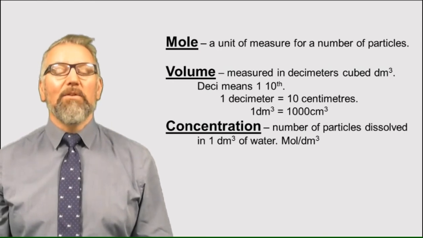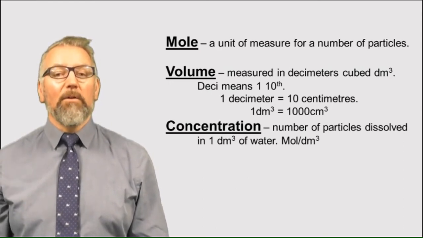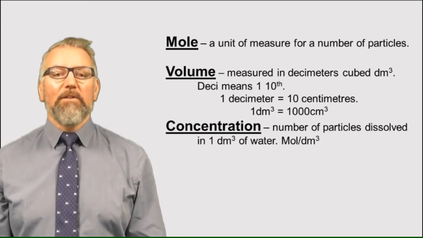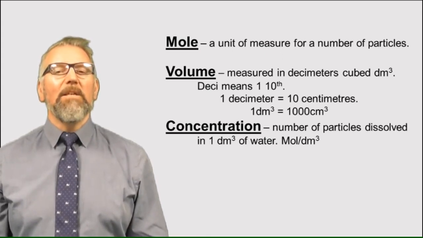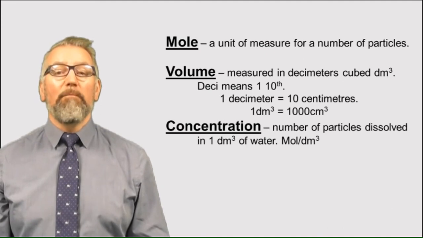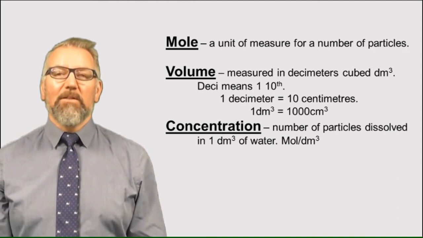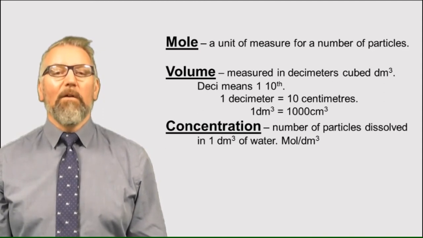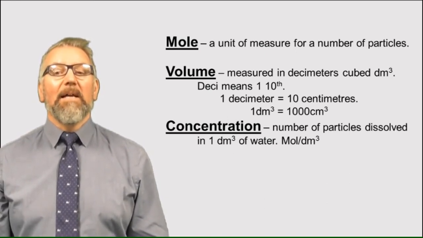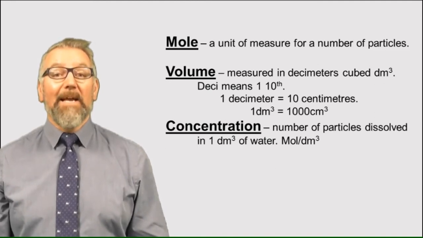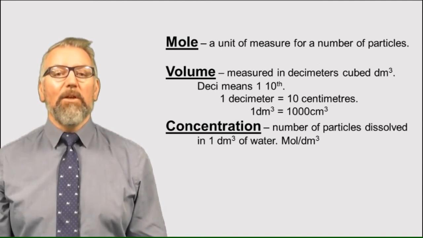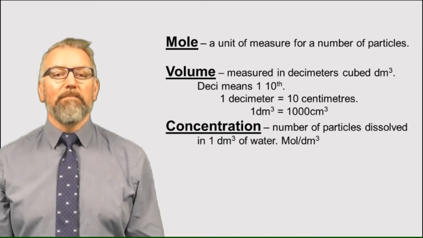Next, we need to be confident with the terms moles, volume in decimetres cubed, and concentration. Moles. This is a unit of measure to describe a quantity of particles. There is more you need to know about moles, but not in this titration video. Volume. We measure volumes in decimetres cubed. Deci means 1/10. So a decimetre is a tenth of a metre, or 10 centimetres. 1 decimetre cubed can also be described as 1,000 centimetres cubed.